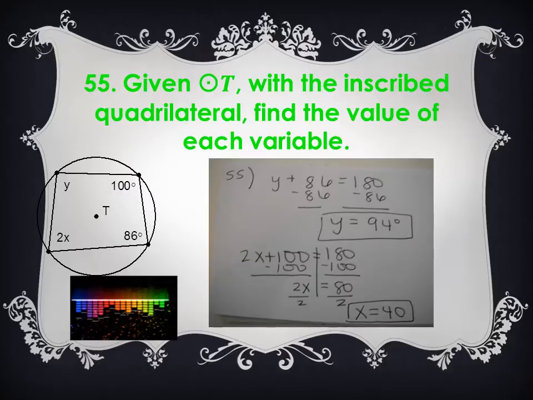2x plus 100 is going to equal 180 because those two angles are supplementary. And then you have y plus 86 equals 180 because those are supplementary. From there, you will solve for x and then solve for y.